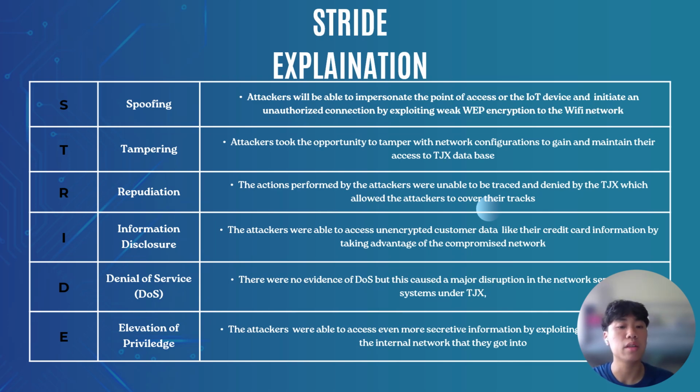And for information disclosure, the attackers were able to access unencrypted customer data like their credit card information by taking advantage of the compromised network, as well as of the payment issue where the data was not encrypted the moment the payment had gone through. For denial of service, there was no evidence of DoS, but this caused a major disruption in the network segment and all systems under TJX. For elevation of privilege, attackers were able to access even more sensitive information by exploiting the easy access points that TJX had to the internal network, and therefore they were able to breach the whole database.